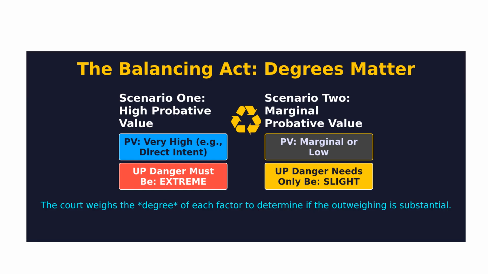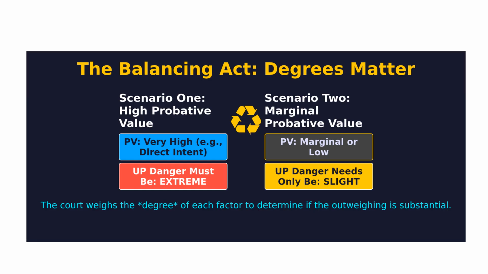If the evidence possesses very high probative value, for instance, if it offers direct, unimpeached proof of a defendant's specific intent, the danger of unfair prejudice must be truly extreme. Almost overwhelming, to justify exclusion. The scale must be heavily weighted on the prejudice side.